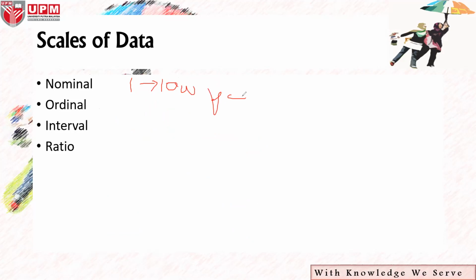Let me type this quickly. 1 to represent low performance, 2 to represent average, and 3 to represent high performance.